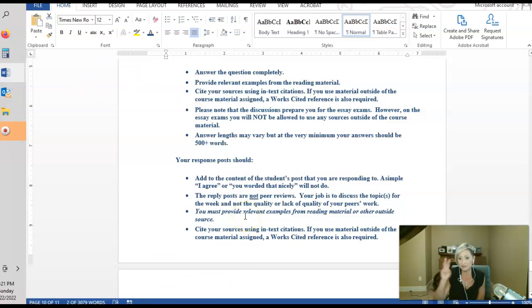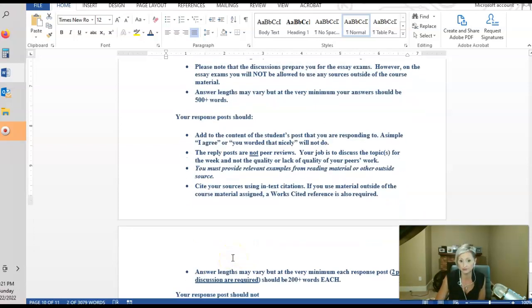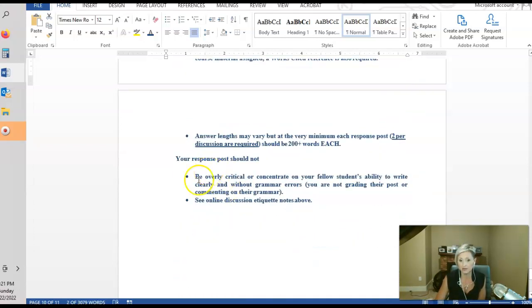You have to do a minimum of 2, and they need to be a minimum of 200 words each. So that's a total of 400 words between the 2 reply posts. Okay. Also, be careful that you're not overly critical of or focusing on your fellow peers' ability to write or be grammatically correct. That's not your job. And make sure that you adhere to the rules on etiquette that are outlined earlier in the syllabus.